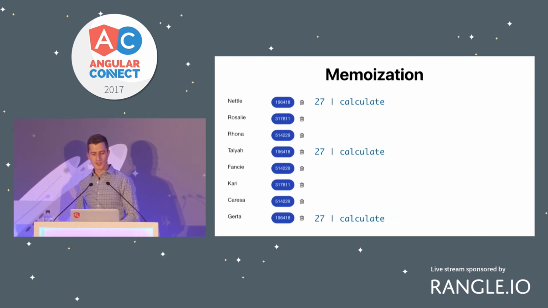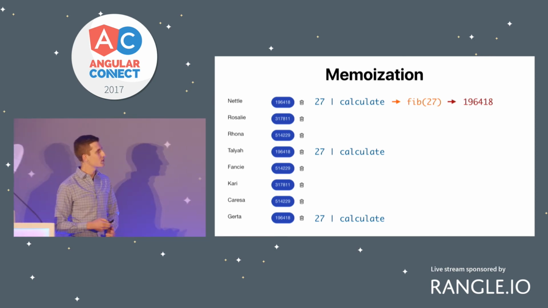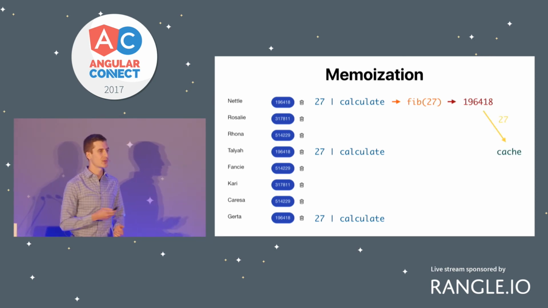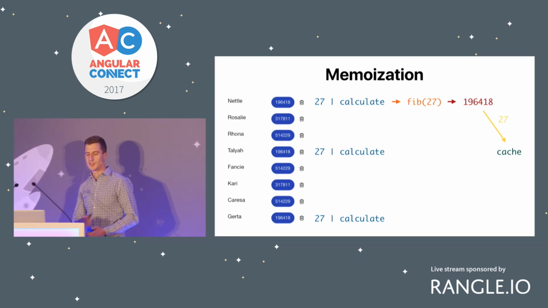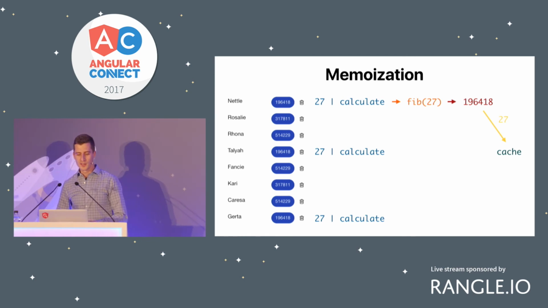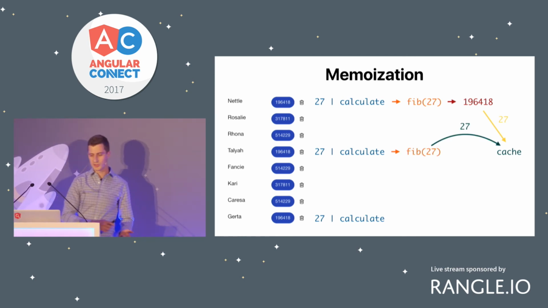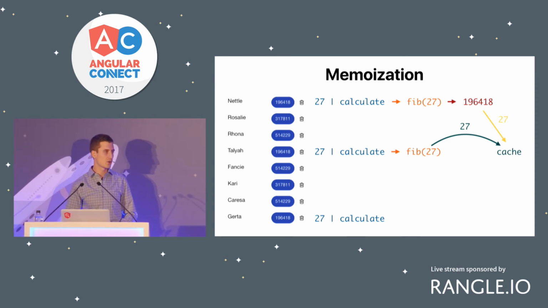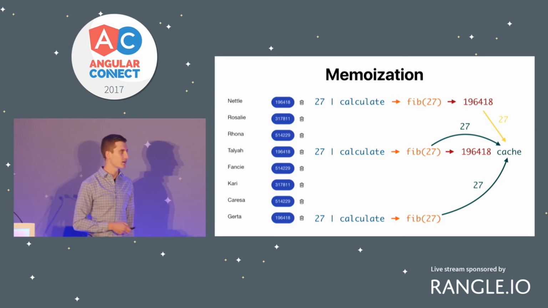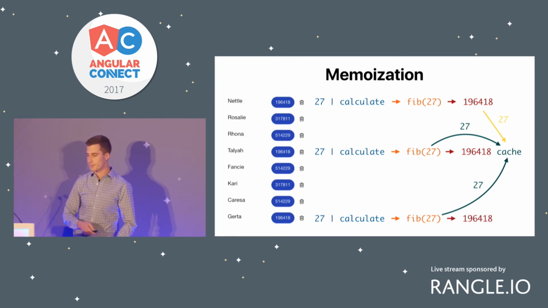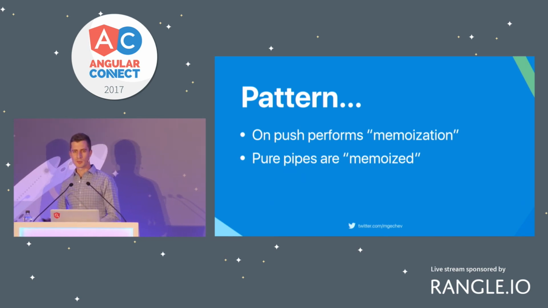However, with memoization, we're getting this, and on top of that, we can also cache the result once we have computed it. So we're caching it in some kind of a global cache, instead of a very local one, which is what we do with pure pipes. So the next time when we want to compute calculate of 27, we're just directly going to look in the cache and get the result from there, and the same the third time. We can notice a pattern. OnPush performs some kind of memoization.